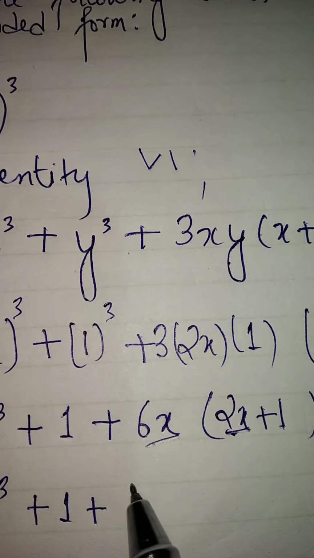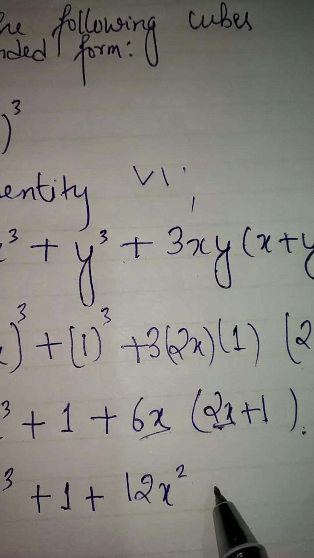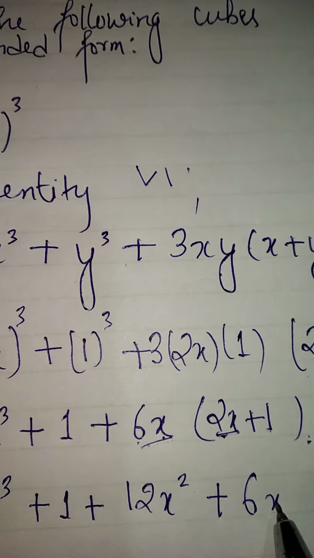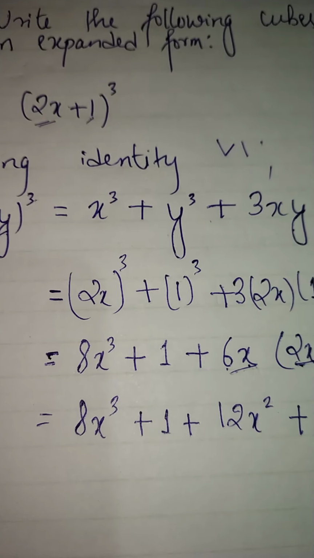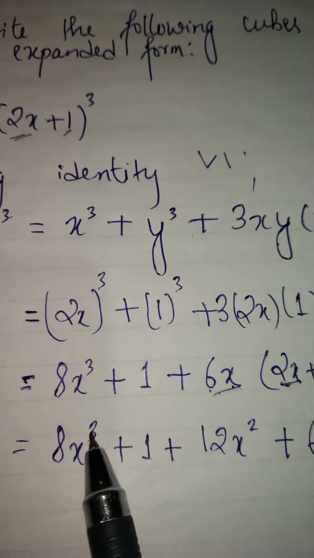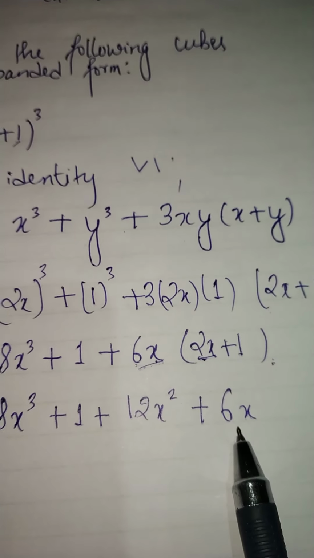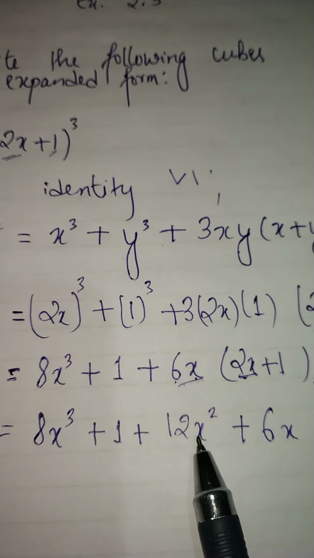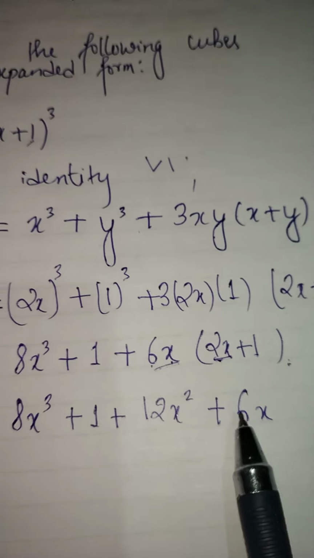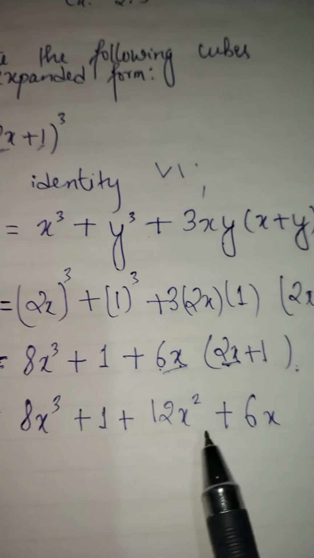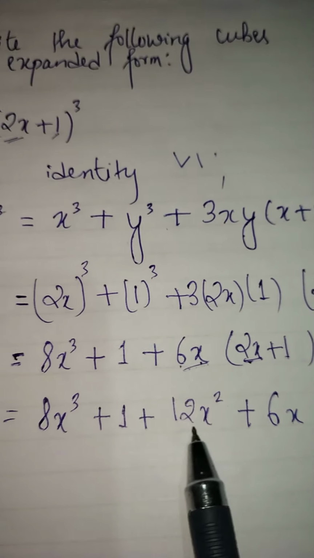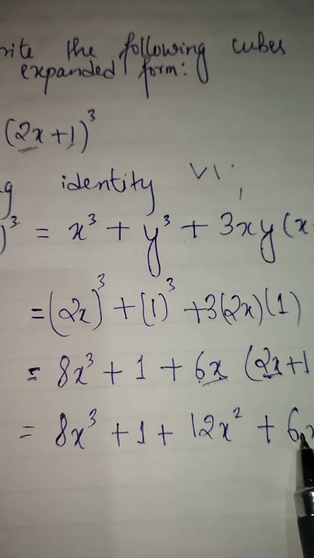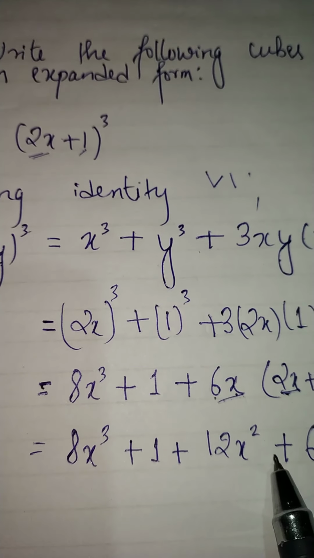So 6 2s are 12. x into x is x square. Plus 6x into 1 is 6x, right? Now after this, we'll check the terms. Here we have x cube. Is there any other term which contains x cube? No. Constant term is here. Is there any other constant term? No. In this term we have x square. Is there any other term which contains x square? No. And the last term it's x. Is there any other term which contains x? No. That means these terms are unlike terms. So we cannot further solve this expression.